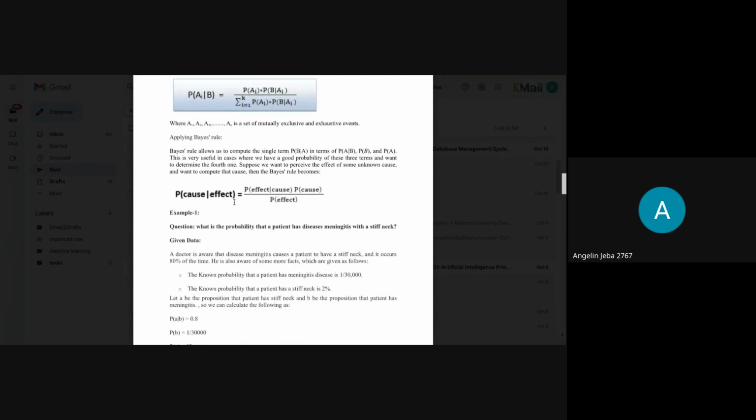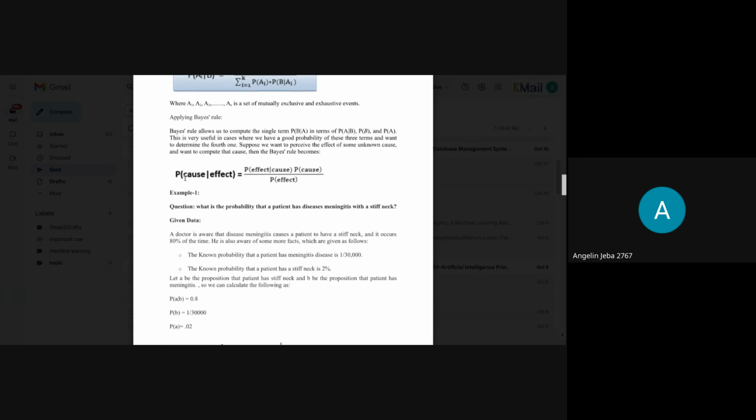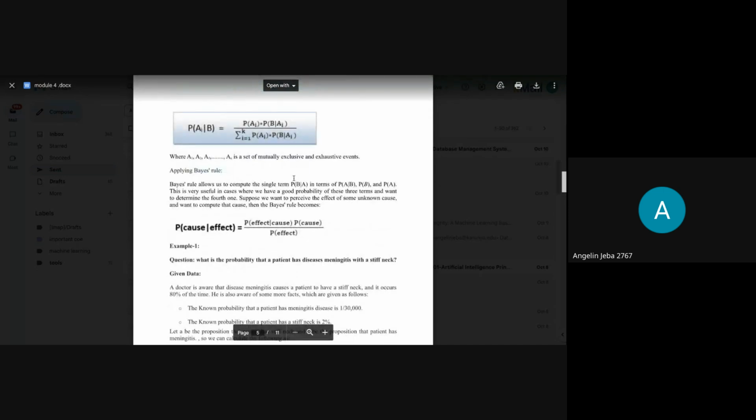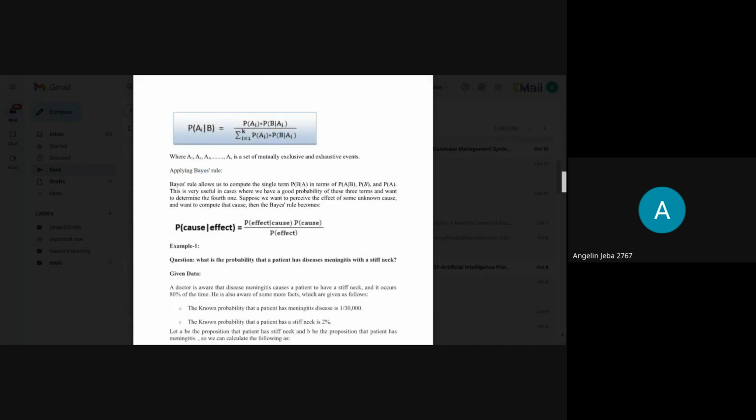So we can put it in other terms, for example, cause and effect. Cause and effect will be given as the probability of effect given cause, times the probability of cause, divided by the probability of effect. So this is the formula for it. Learn this formula by heart, this will surely be asked for 2 marks or 3 marks.